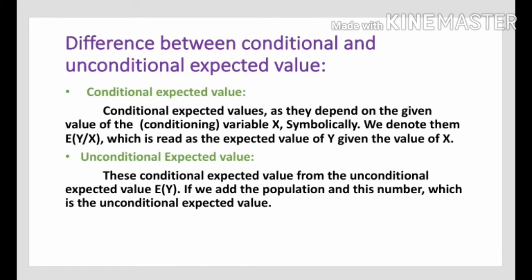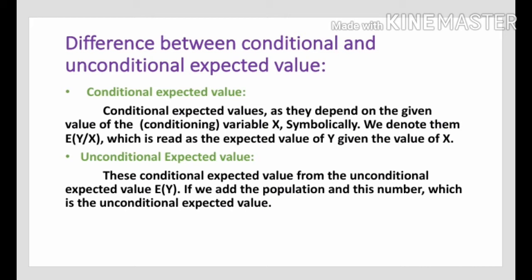The difference between conditional expected value and unconditional expected value. Conditional expected value depends on the given value of the conditioning variable X. Symbolically, we denote it as E(Y|X), which is read as the expected value of Y given the value of X. Expected value of Y given X.